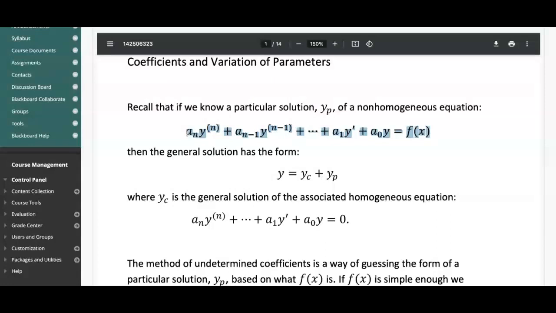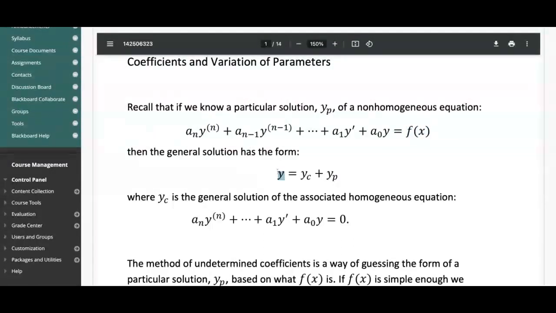The non-homogeneous equation is like this. We have the nth level derivative, n minus 1, up to a second level derivative, first level derivative, then the function itself, then equals some function of x. We have the equation in this form.